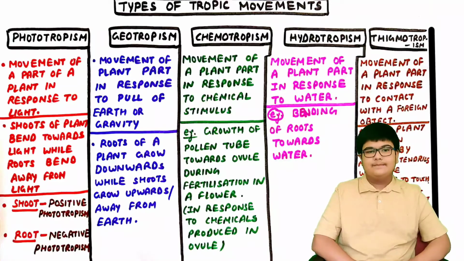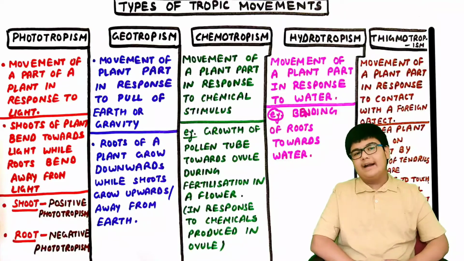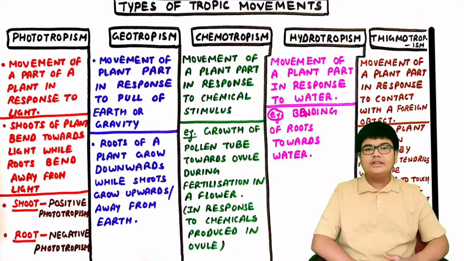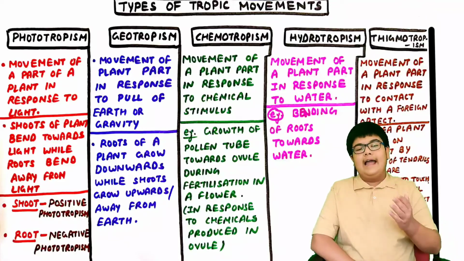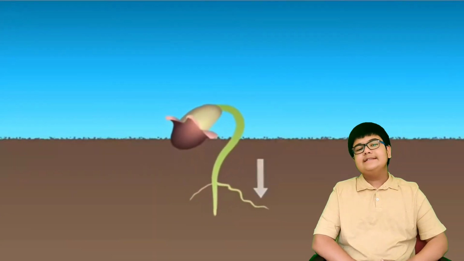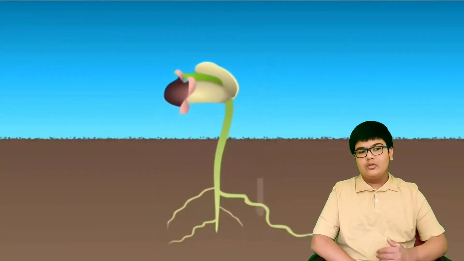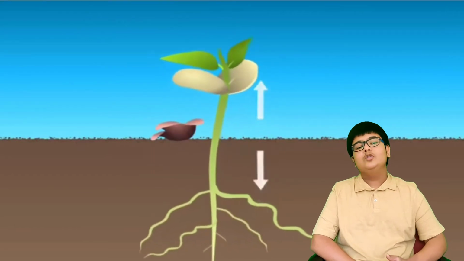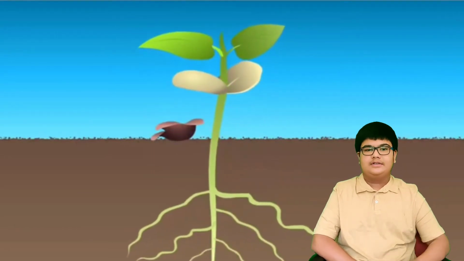Second, geotropism. It is the movement of a part of a plant in response to the pull of earth or gravity. An example of this type is that roots of a plant grow downwards while the shoots of the plant grow upwards, that is away from the earth.